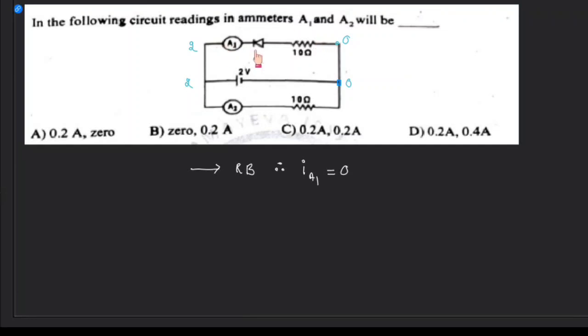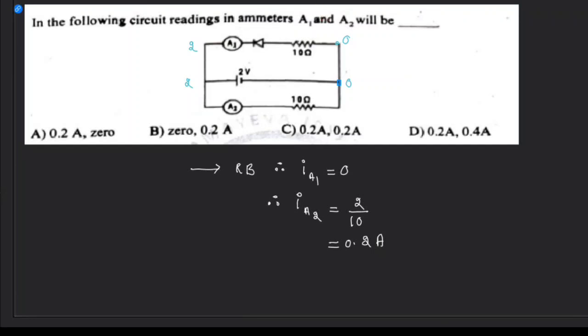So now this circuit is not working, only this circuit works. In this circuit this resistance is 10 and this voltage is 2, therefore the current in the second ammeter will be equal to 2 by 10, that is equal to 0.2 ampere. Clear? So therefore the answers are 0 and 0.2 ampere.